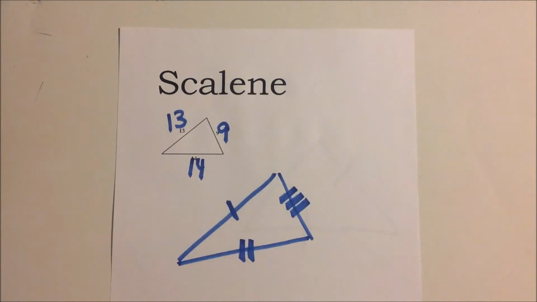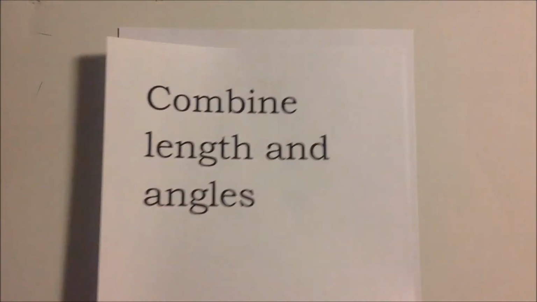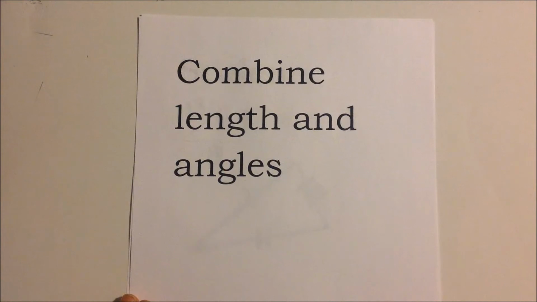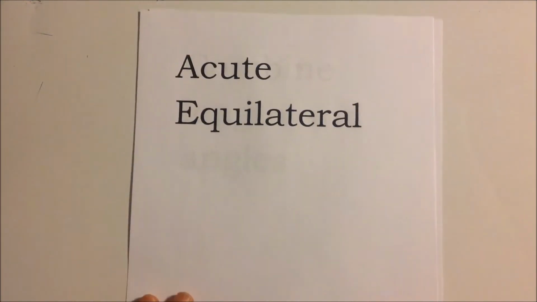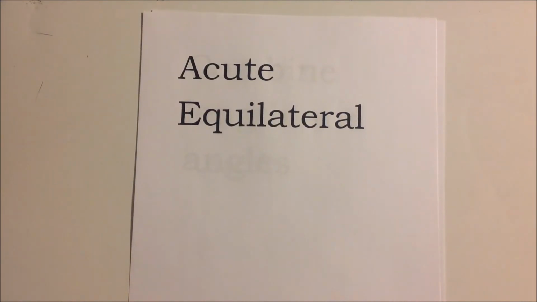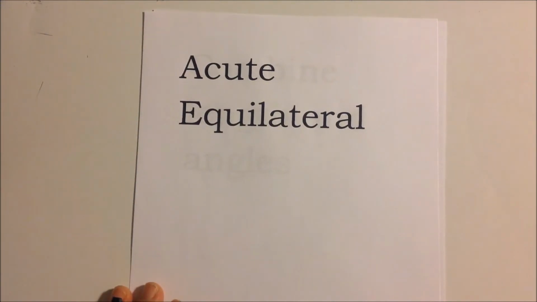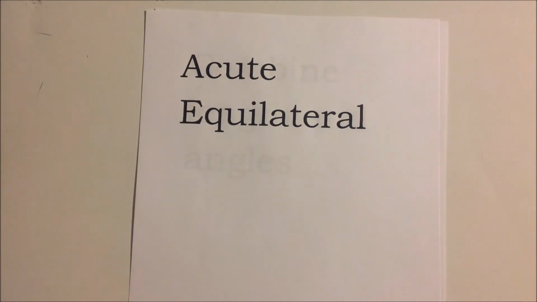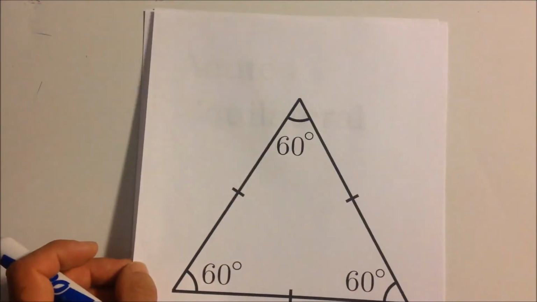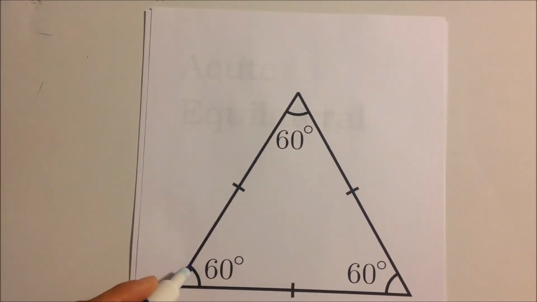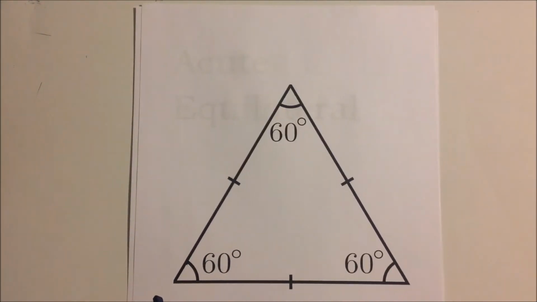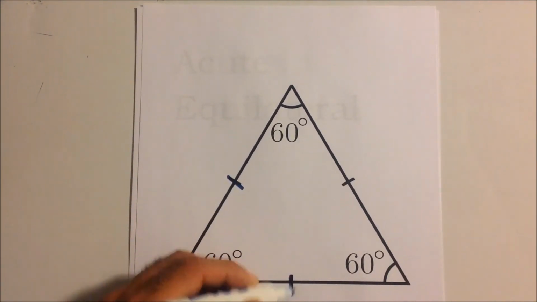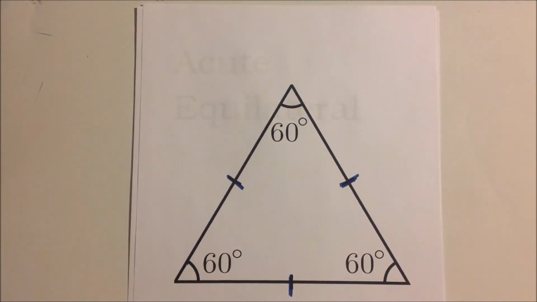Now we can also combine the lengths and the angles to identify triangles. So the first one we'll look at is an acute equilateral. And remember, acute angles are less than 90 degrees. And equilaterals are all the same. So here we have an acute equilateral triangle. All the degrees are the same. All the sides are the same. You can see these slashes. This is called an acute equilateral.